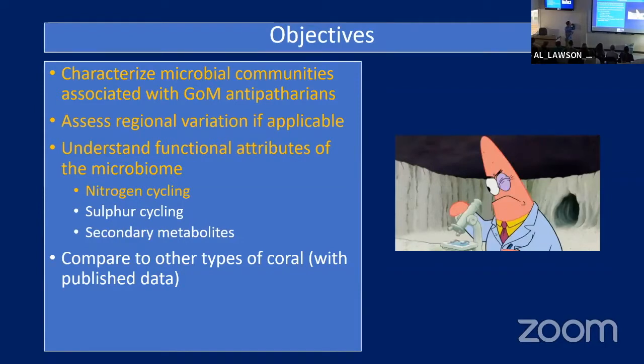Then I did want to understand functional attributes of the microbiome. It's great to characterize who's there, but it's really important to know what they're doing, if anything at all. Mostly I'm going to be focusing on nitrogen cycling, sulfur cycling, and secondary metabolites. In particular, I'm going to be trying to find any genes indicating antimicrobial activity. And then obviously I want to compare to other types of coral with published data.